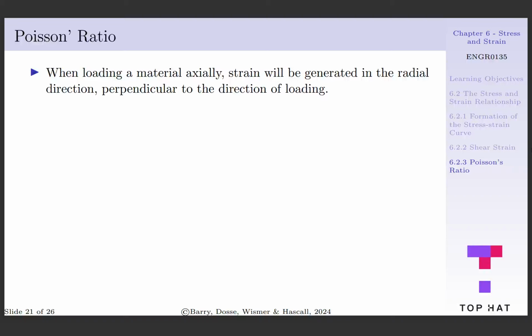Lastly, we'll introduce Poisson's ratio. When a material is loaded axially, strains are generated in the radial direction, perpendicular to the direction of loading. Because mass is conserved, when a material is elongated under tensile loading, the cross-sectional area decreases. Conversely, as a material is compressed, the cross-sectional area increases as length decreases.